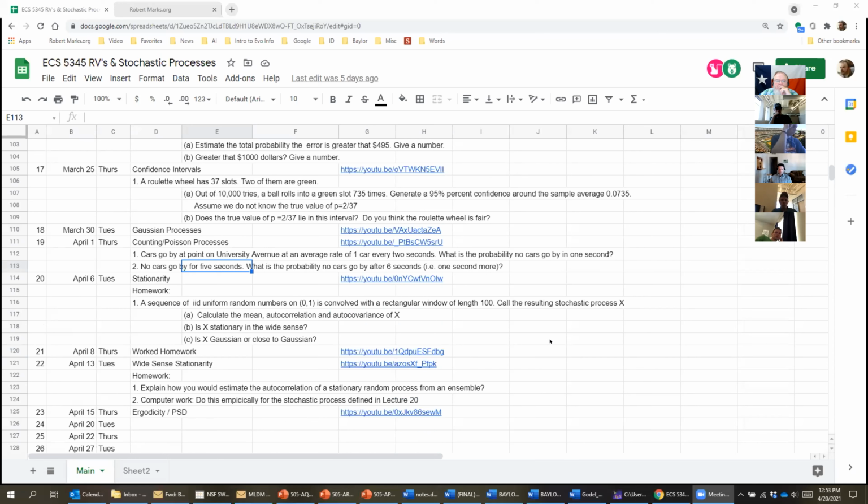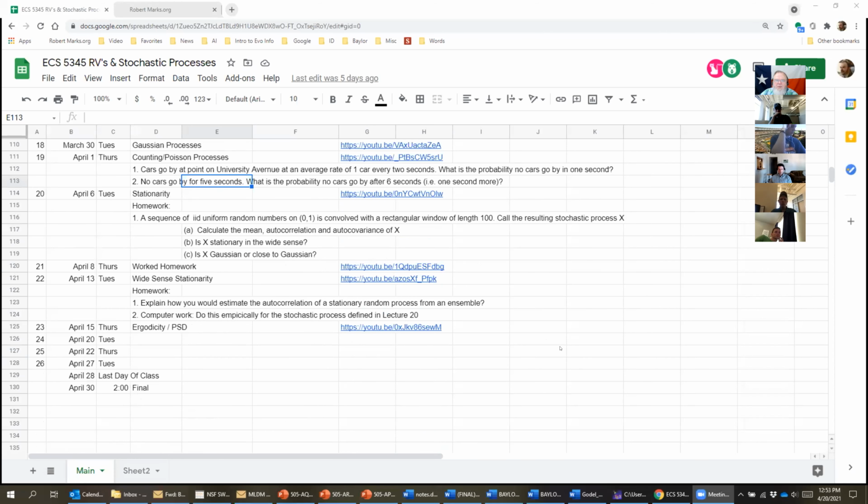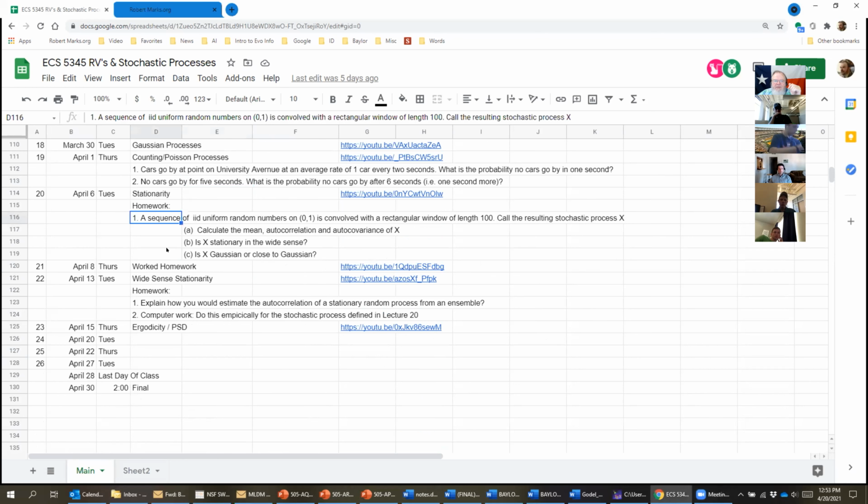Okay, let's look at this next one. I thought the next one would be a little bit hard. We'll see. A sequence of IID uniform random numbers is on 0, 1. It's convolved with a rectangular window of length 100. Call the resulting stochastic process X. Calculate the mean, autocorrelation and autocovariance of X.